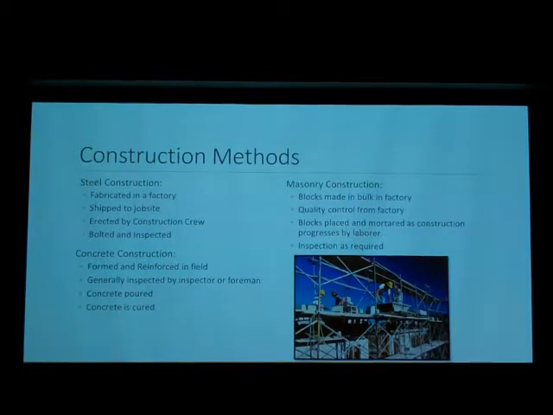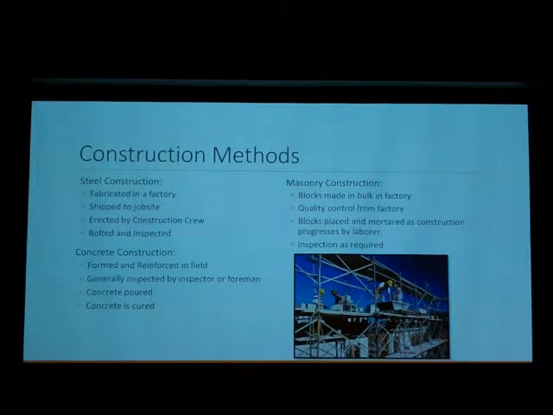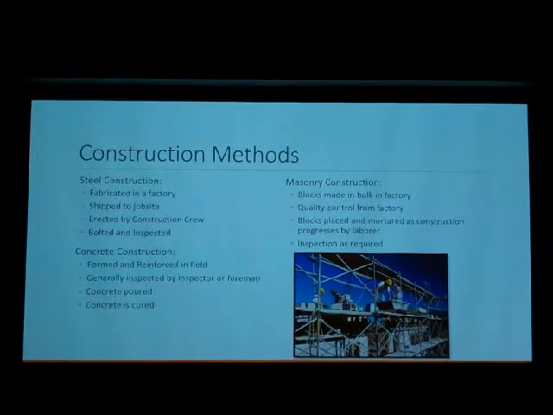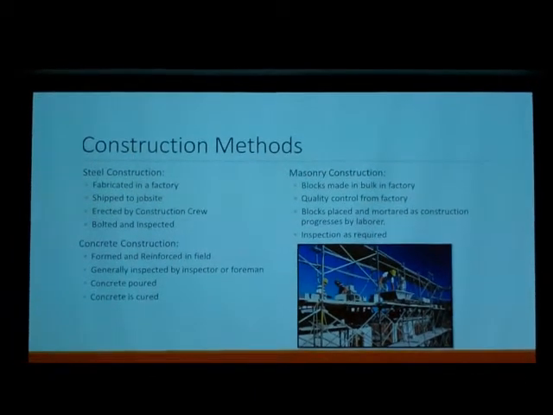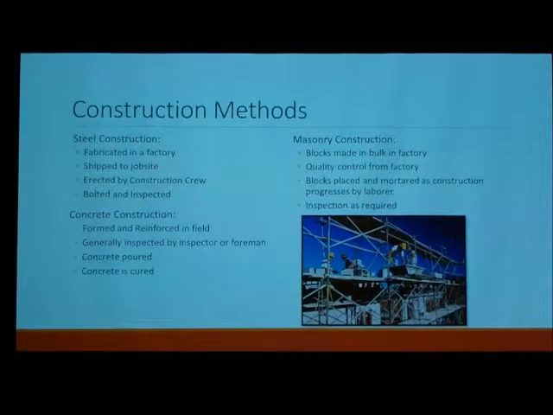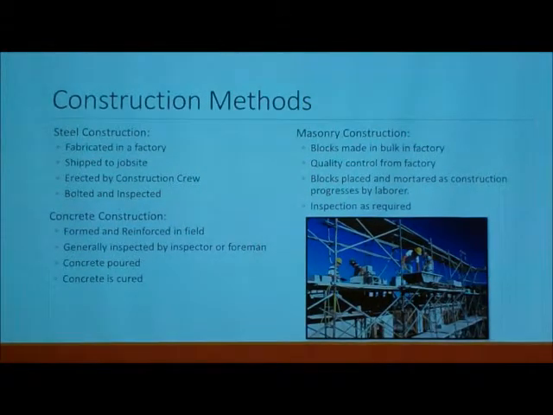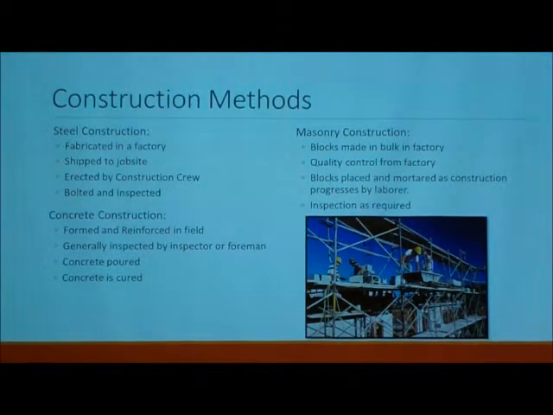If you look at these other methods, we have steel construction, concrete construction, and then masonry construction. Masonry is a lot different than the others. Steel has a lot of fabrication in the factory under controlled circumstances. And so the steel is fabricated in the shop, sent out to the job, and erected. There is little inspection that has to be done while construction is going on, because a lot of it can be inspected just by looking at the bolts, making sure they're tight after it's already constructed.